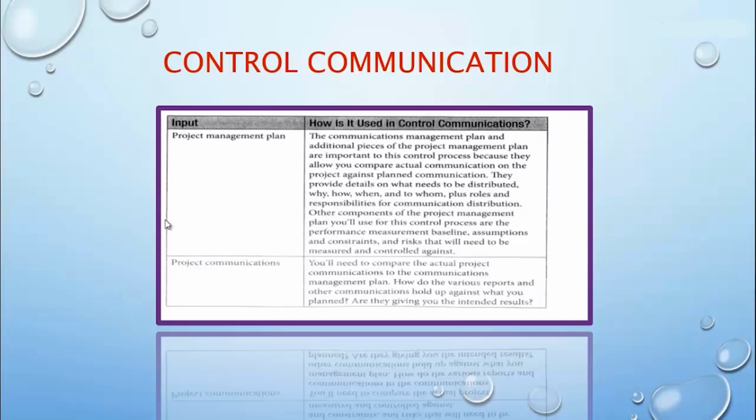Other components of the project management plan you will use for this control process are the performance measurement baseline, assumptions, constraints and risks that will need to be measured and controlled against. So basically, the project management plan is a very basic input to the performance reports we generate, because it provides you the baseline. Then comes the project communications part. You will need to compare the actual project communications to the communication management plan. How do the various reports and other communications hold up against what you planned? Are they giving you the intended results? That is another consideration.